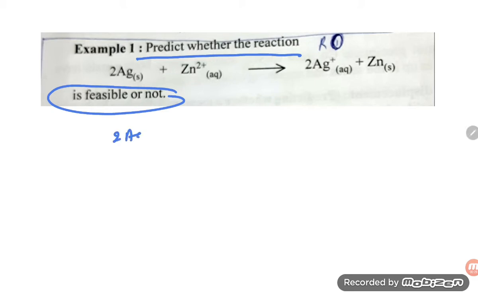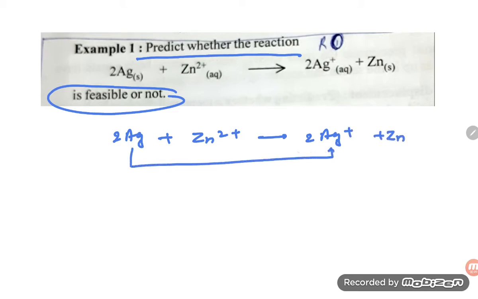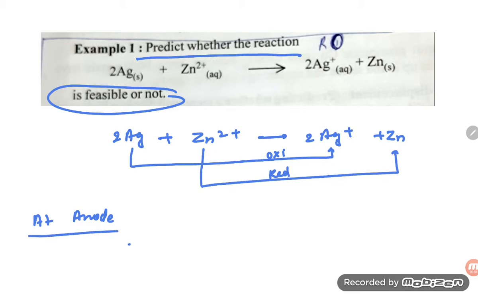So here this is 2Ag, it is reacting with Zn2+, students. So what it is giving is 2Ag+ plus Zn. So Ag to Ag+ is the oxidation, and Zn2+ to Zn is reduction. Now next point, oxidation happens at the anode. So at the anode, what reaction is happening, students? Ag is converting into Ag+.